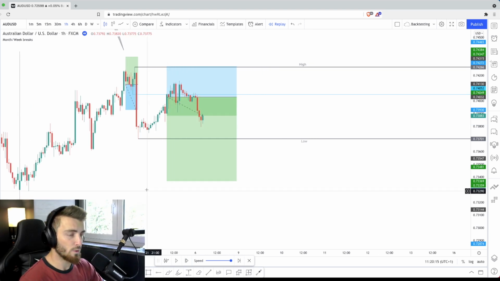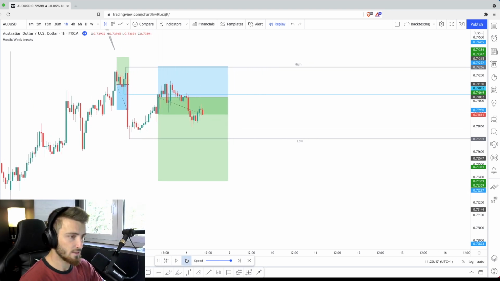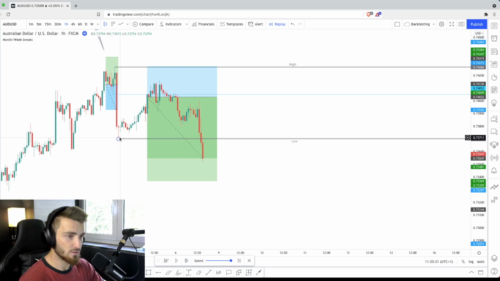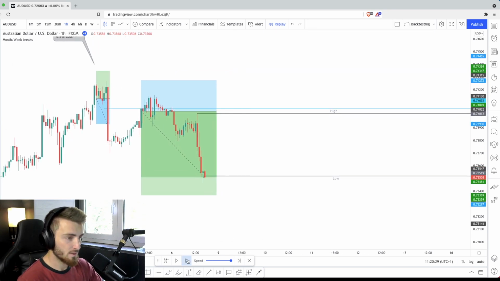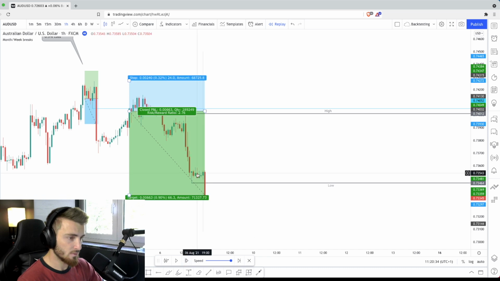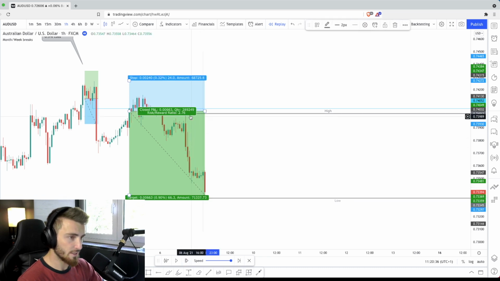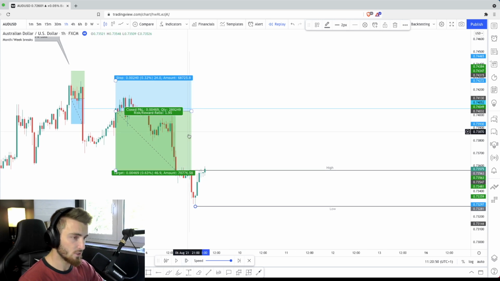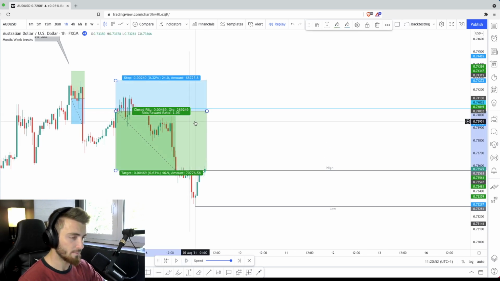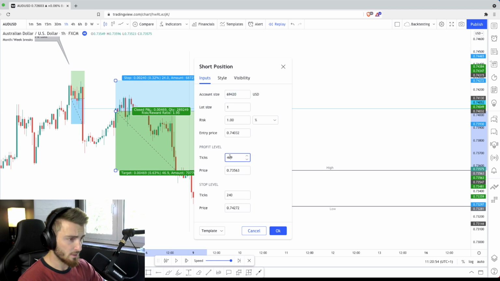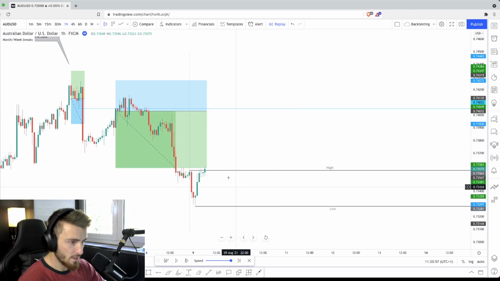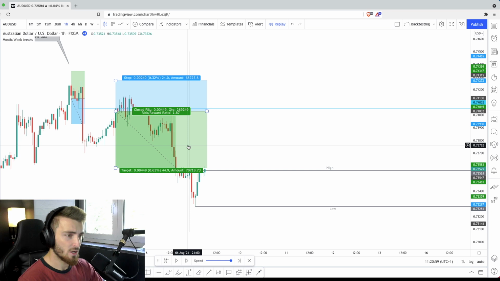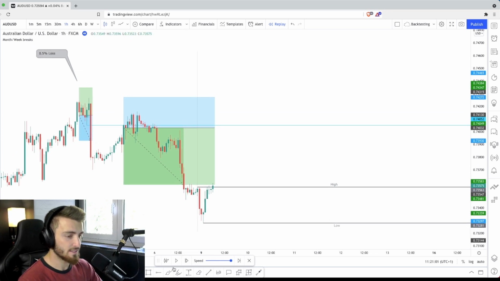Okay, so we're just ranging a little bit. Okay, now we started to impulse down. Let's see if this breaks the low. Okay, we've just broken the low yet again. And I'm still not tagged out because I keep it 2 pips above. Probably was tagged out in that most recent candle. So yeah, I was tagged out right here for a 1.87% win.